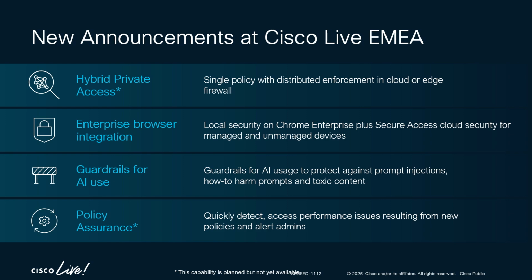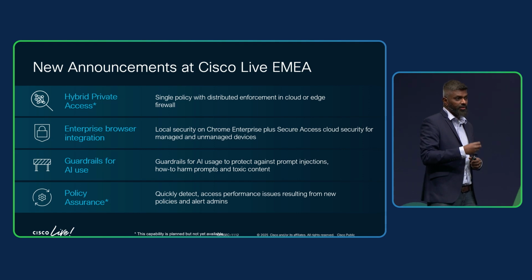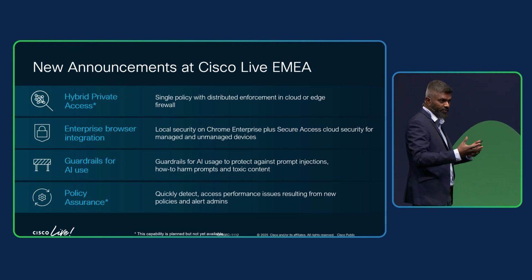The third one is super exciting, which is guardrails for AI use. You saw the keynote yesterday and all the advancements that we're making with our solutions for AI, but this is specifically targeted to look for things like prompt injections, harmful prompts, and toxic content. So it's looking for those kinds of things, right?